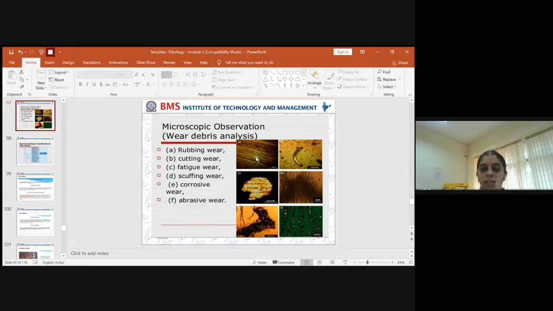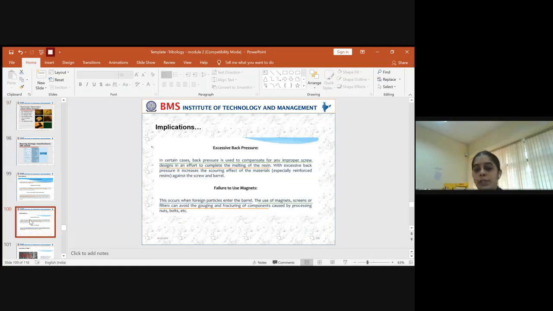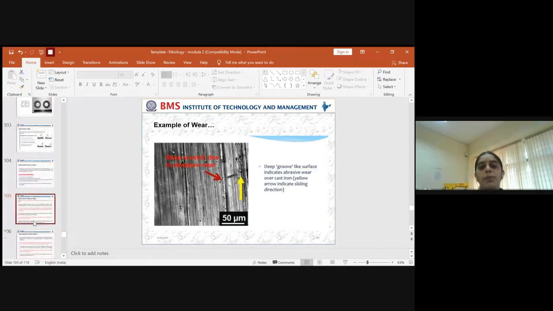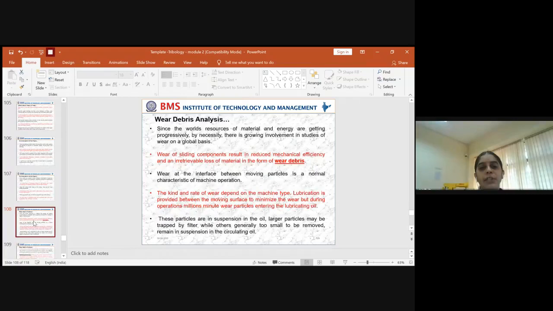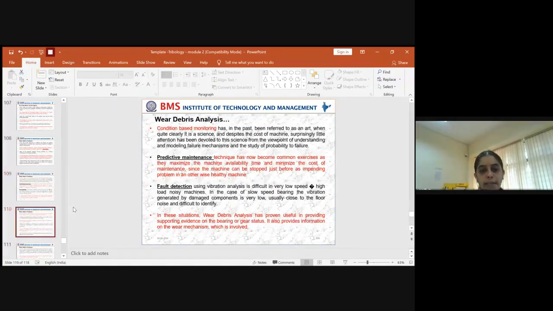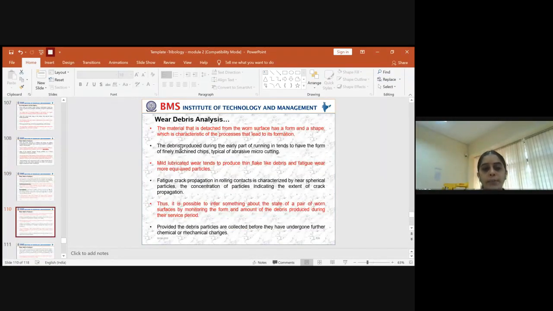So if you have these micrograph images set up in your mind, then by looking at the microstructure, you will be able to identify which type of debris it is. That's what is being told here. So that the debris produced, you should be able to identify.